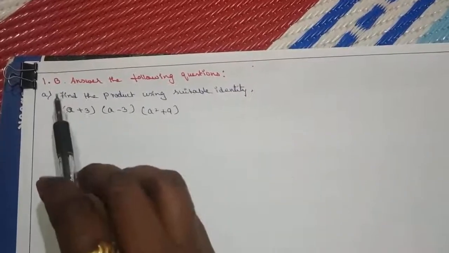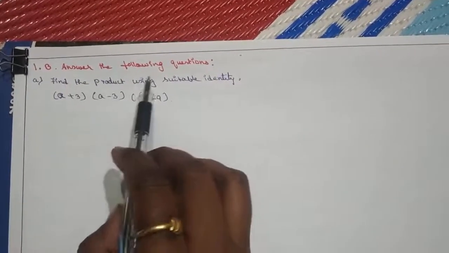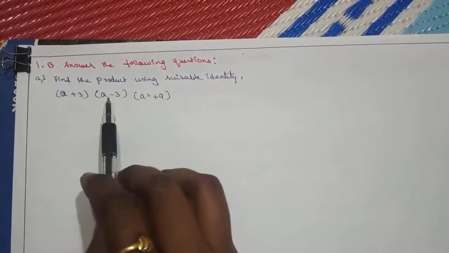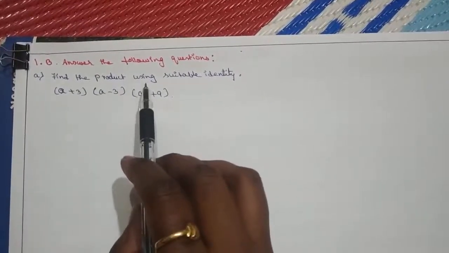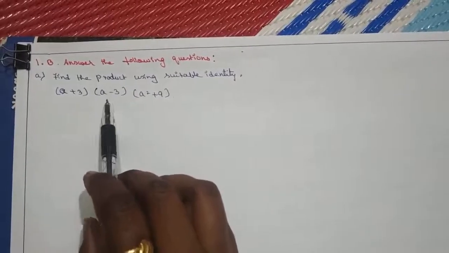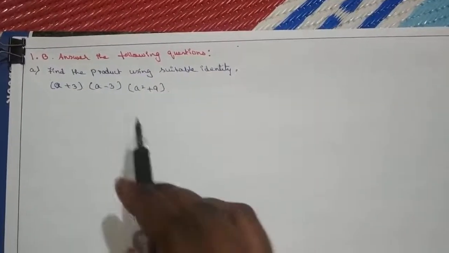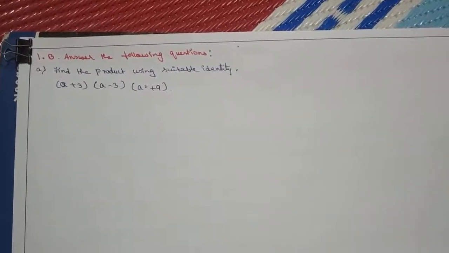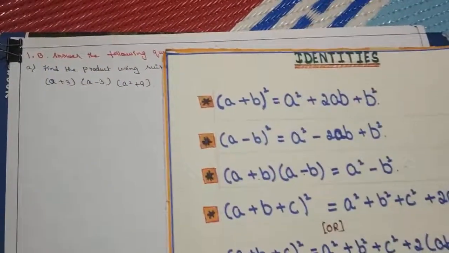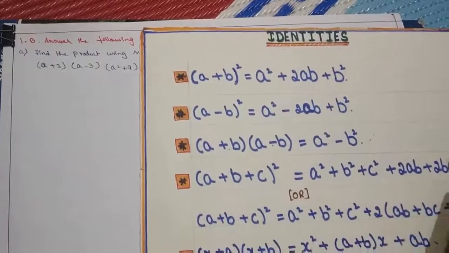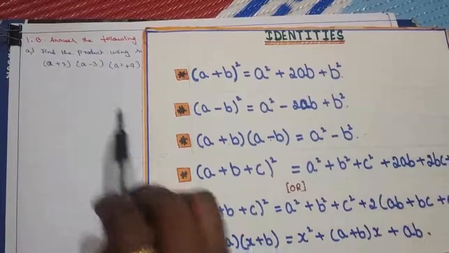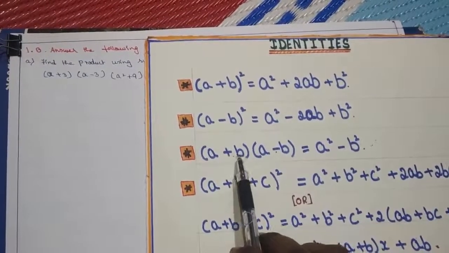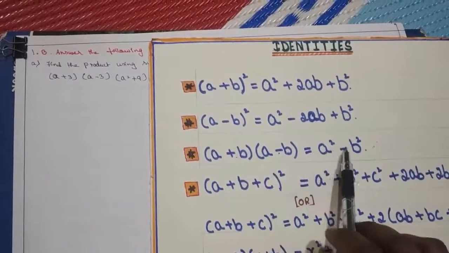In that first question, find the product using suitable identity. So we need to find the product by using a suitable identity. Means given is a factor, you have to bring it into an expression. So (a plus 3) into (a minus 3). Now check which identity is suitable for these given factors. (a plus 3) into (a minus 3). Means is it this identity? (a plus b) into (a minus b) equals a square minus b square.